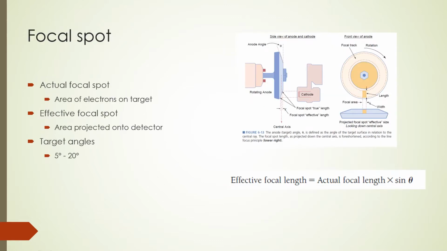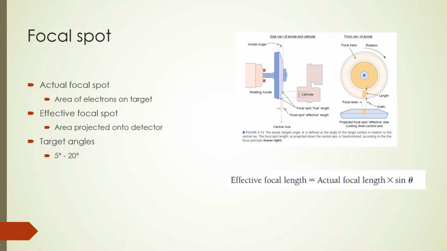On this slide, we shall look at the area of the target that is struck by electrons. This slide shows the anode in front view and side view. The size of area on the anode that is struck by electrons is called the actual focal spot and is primarily determined by the length of the cathode filament and the width of the focusing cap slot. The shortening of the focal spot length at the central ray is called the line focus principle.